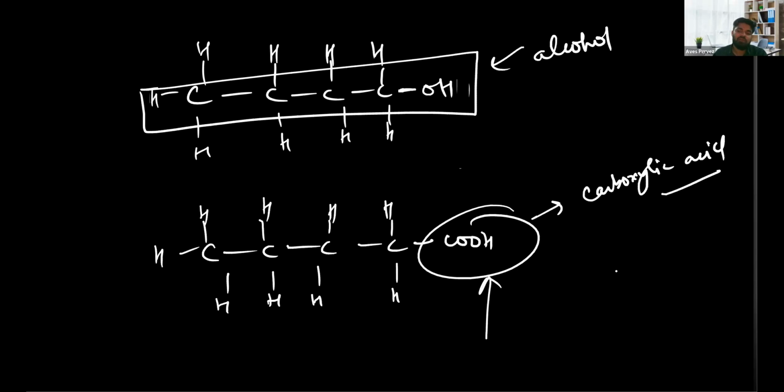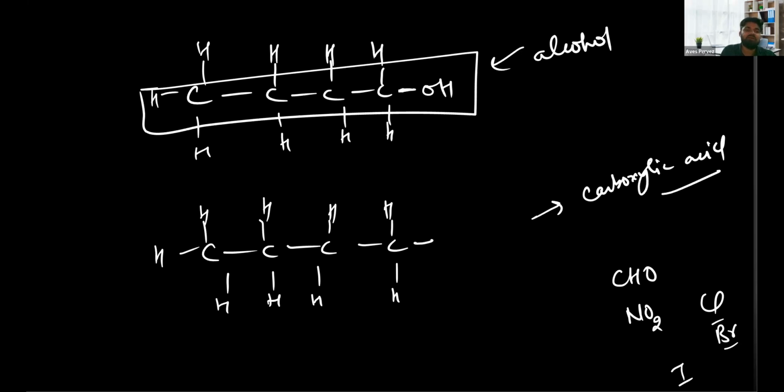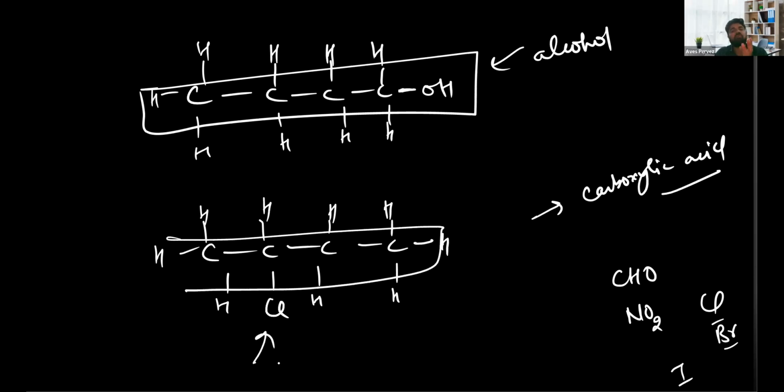There can be many types of functional groups, like aldehyde, NO2, chlorine, bromine, iodine. So what is actually a functional group? It can be an atom like chlorine or bromine. For example, if I remove this hydrogen and place chlorine here, it will start showing properties according to this functional group. An atom or a group of atoms attached to a hydrocarbon chain helps determine the physical as well as chemical properties of the whole hydrocarbon.